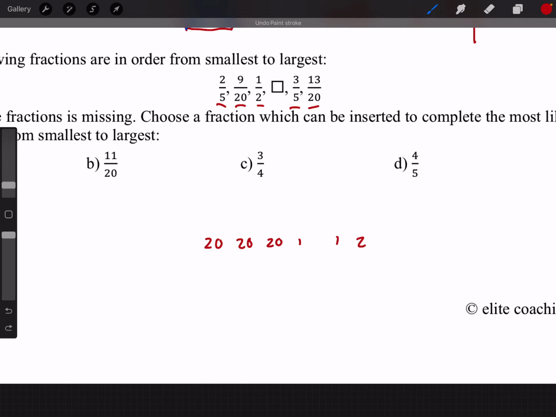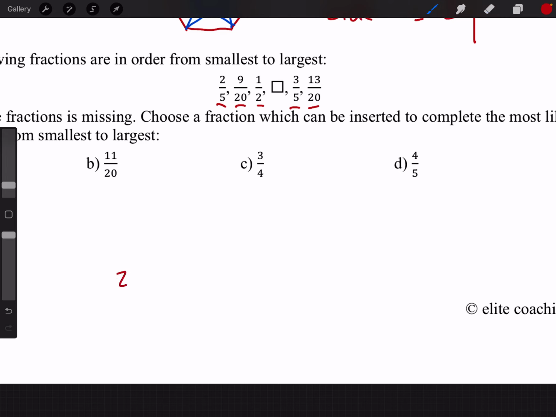Actually, let me just do that again real quick. 20, 20, 20. All right, top number. Now, this one is the missing number. Okay, so let's have a look.